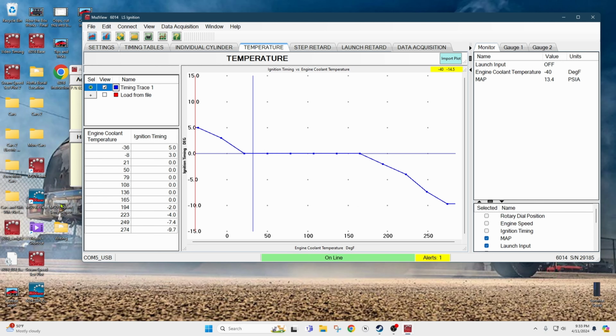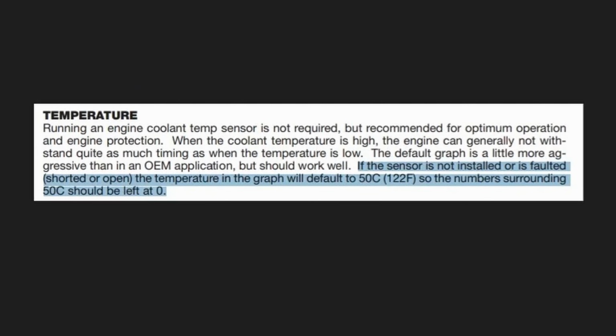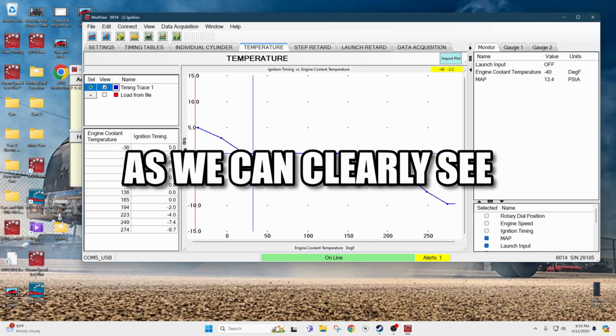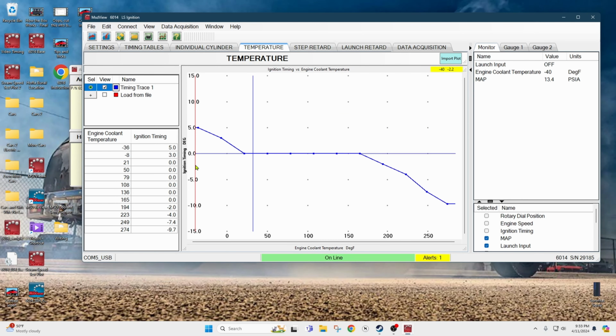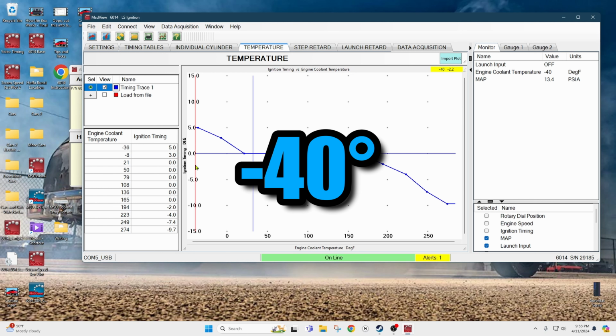The MSD instructions are very misleading in this case, because here's what they say. They say if the sensor is not installed or is faulted, shorted, or open, meaning failed, the temperature in the graph will default to 50 degrees Celsius, 122 Fahrenheit, so the number surrounding 50 Celsius should be left at 0. But as we can clearly see, with no sensor plugged in, I don't have a sensor plugged into this because it's just sitting here at my desk, it is at -40, right?